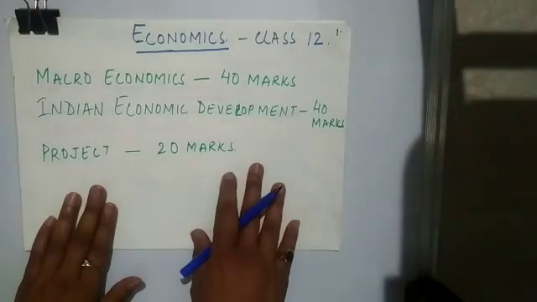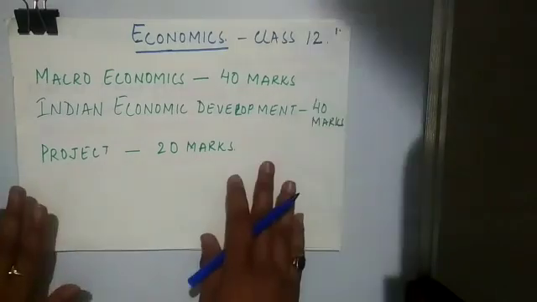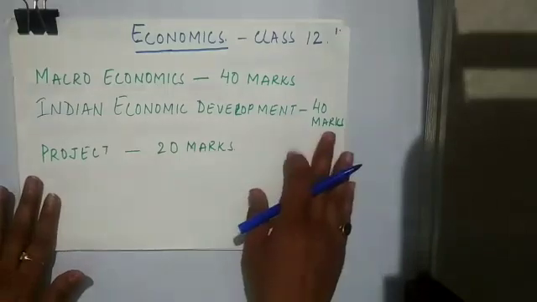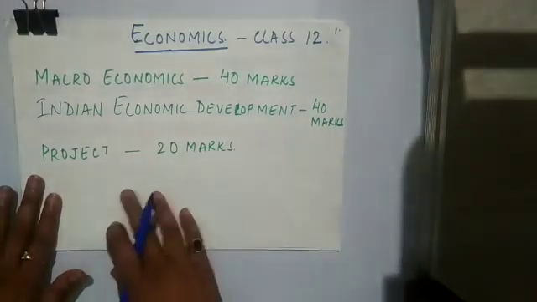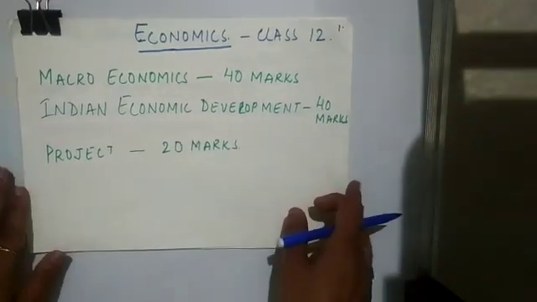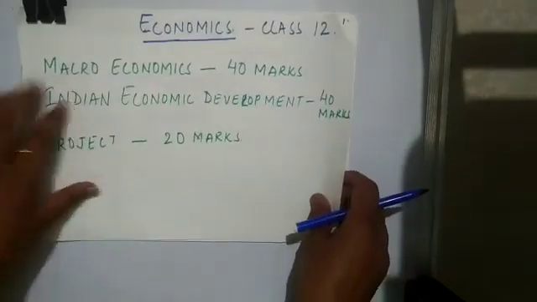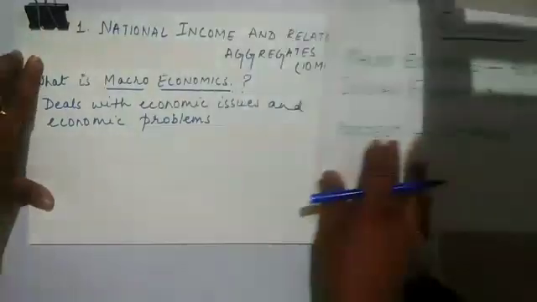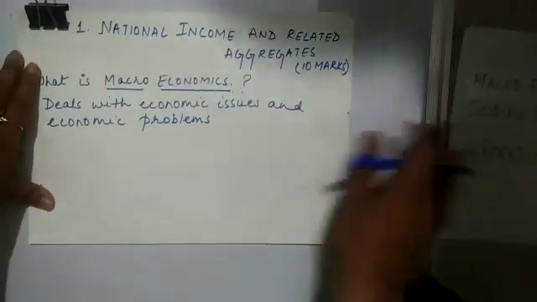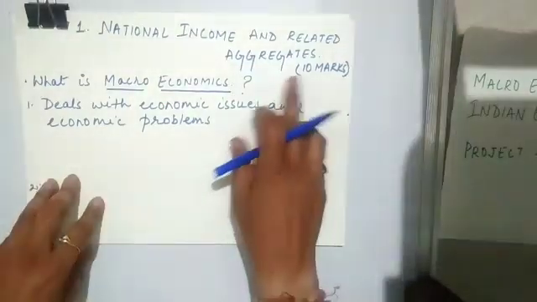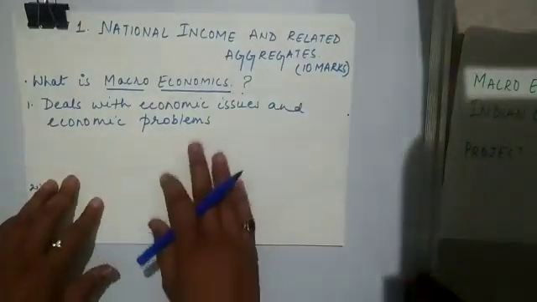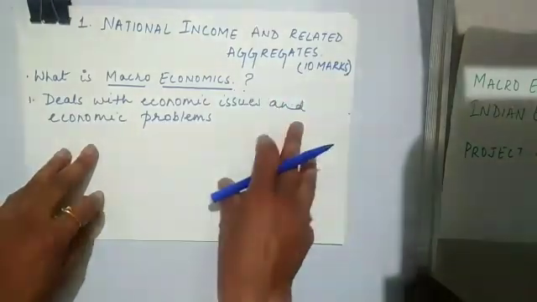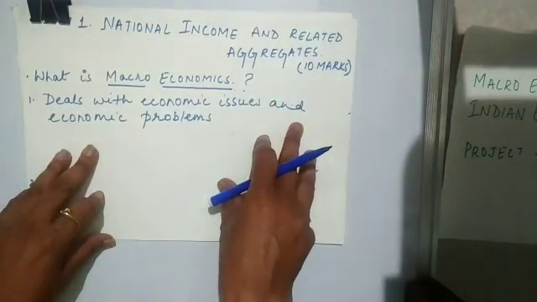Class 12 Economics. It is divided into two parts. Macroeconomics 40 marks, Indian economic development 40 marks, and the project will be of 20 marks. We will start with macroeconomics, which is of 40 marks. Now, the first unit of macroeconomics is national income and related aggregates, and it will be carrying 10 marks. Questions worth 10 marks will be coming on this topic for your board exams.